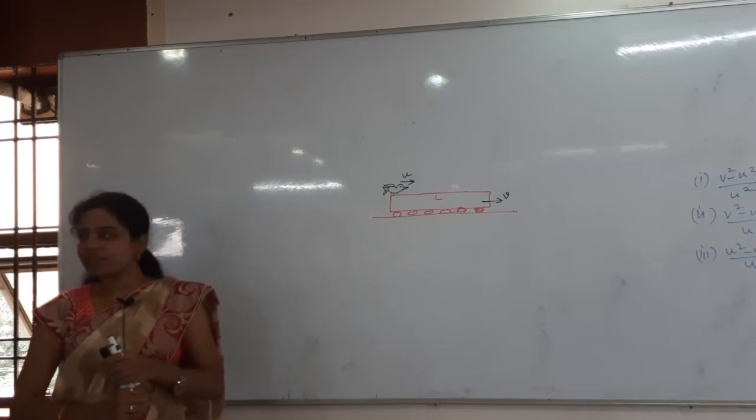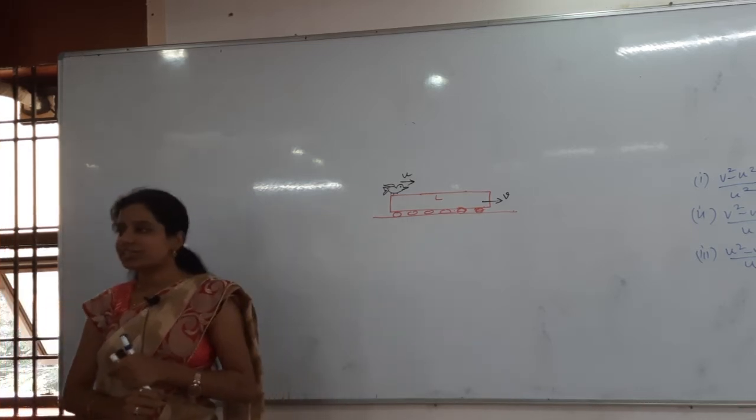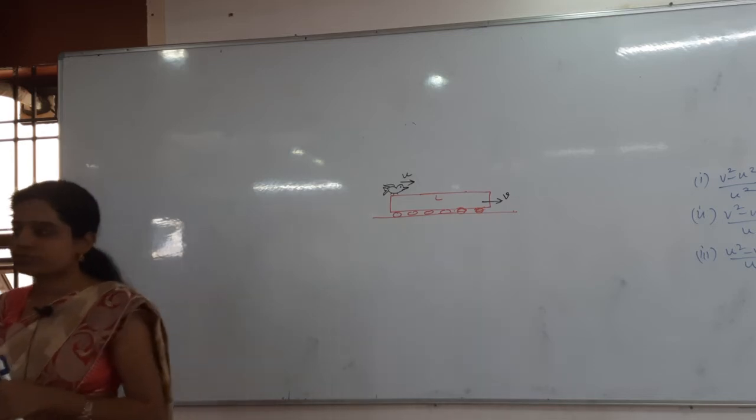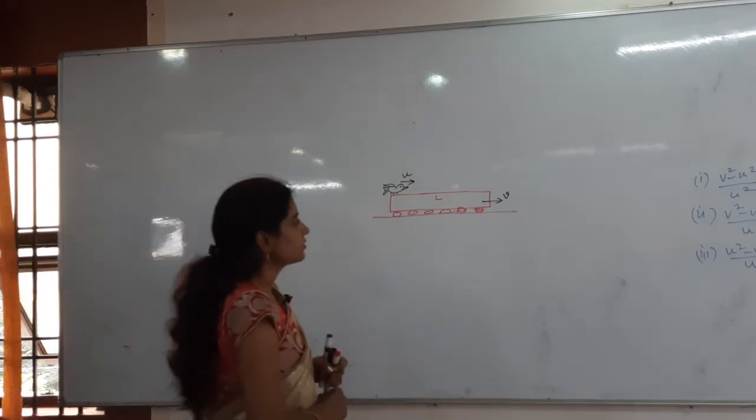What they are asking? Average speed. What is the average speed formula? Total distance by total time. Did they mention any time there? Then what you have to take? Distance by velocity. Distance by speed you have to take. Second option. Yes, we'll check.